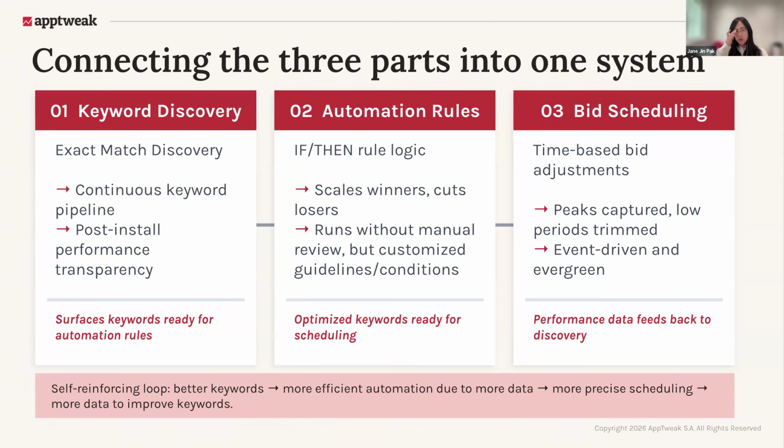Discovery is going to give you a consistent pool of new keywords to test, right? So automation rules are going to optimize based on quality signals. And then your bid scheduling and your budget scheduling is going to make sure that whatever amount of money you are spending is being used the most efficiently when the demand is high.